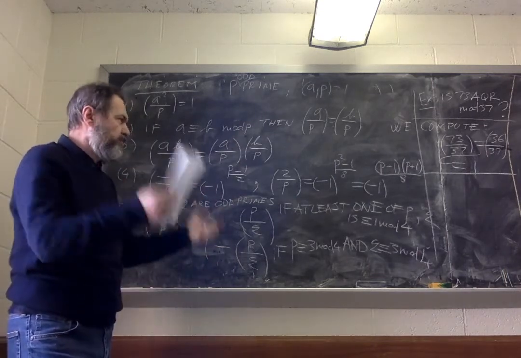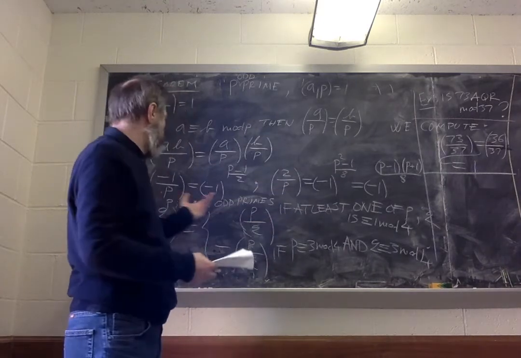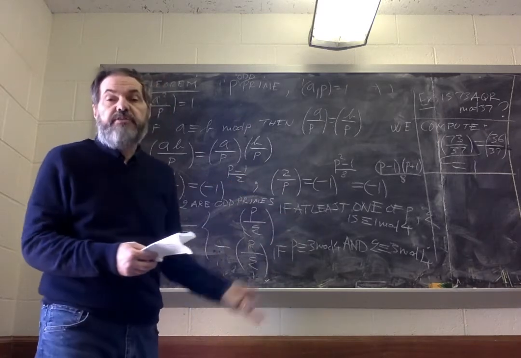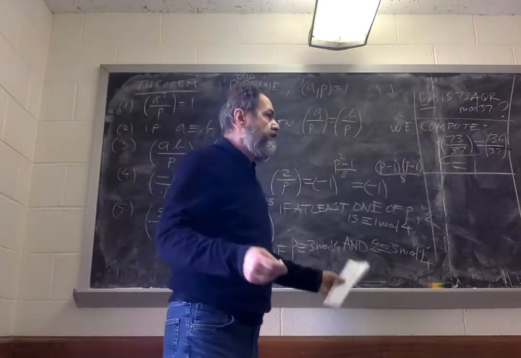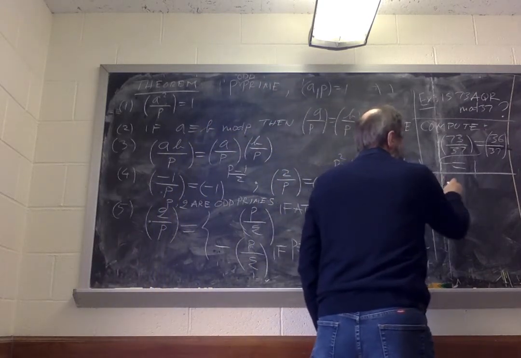Until I get to 2 over p or minus 1 over p. And then I'm done, because I apply the formulas directly. So let's do this in this particular case and see what we get. 73.